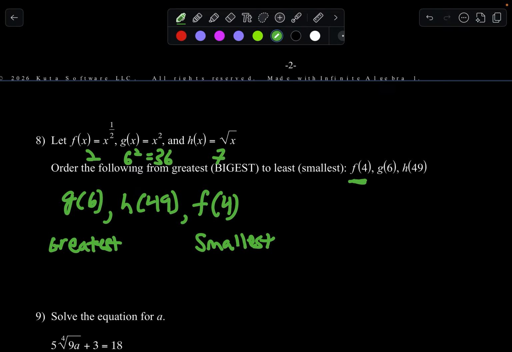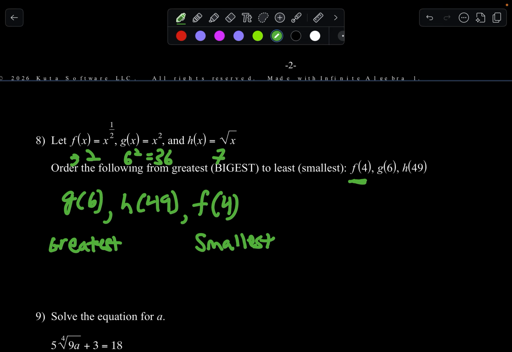Again, you had to plug the numbers in. I just wrote the results right below. So f of 4 is 2. g of 6 is 36. h of 49 is 7. And that helped me order them.